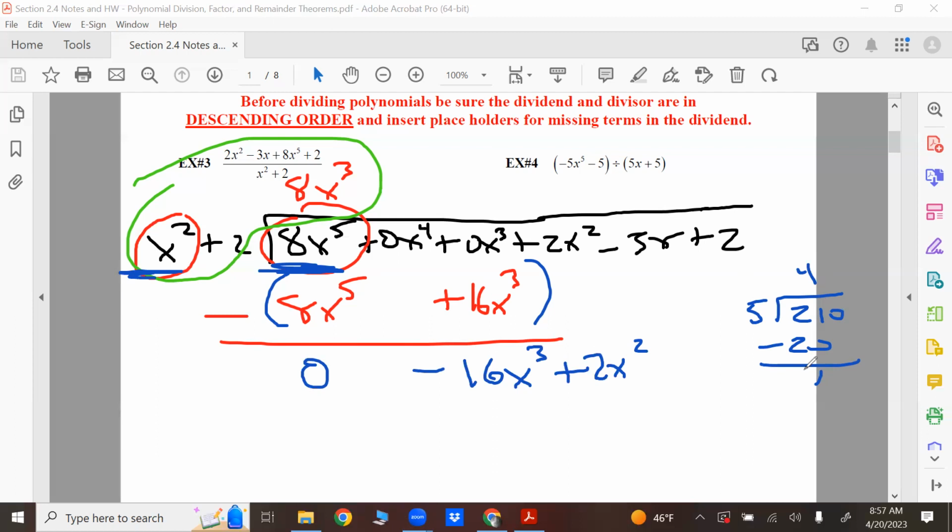Now, how many times does x squared go into negative 16x cubed? What do I multiply by? 16x. Good. Excellent. So you guys are getting it. So you get negative 16x cubed minus 32x.